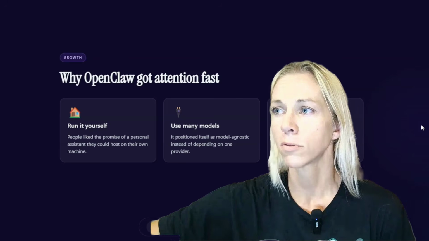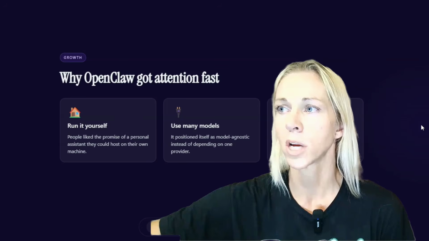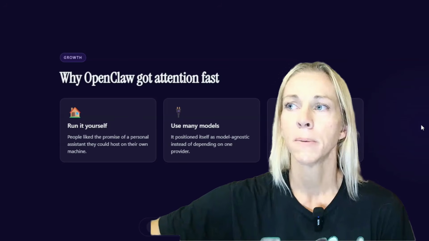Agent behavior: the project was framed as an assistant that could work across channels, tools, and automation flows.